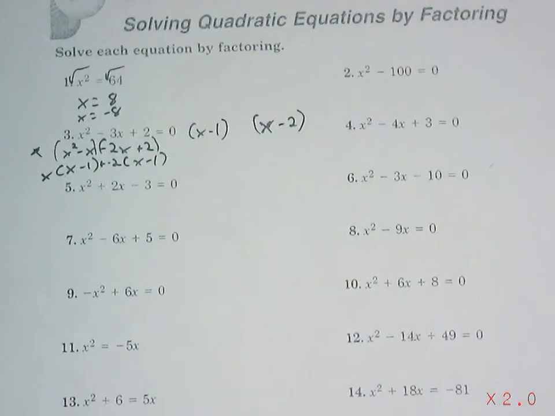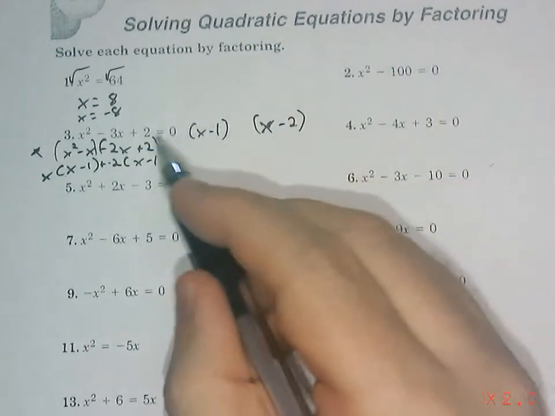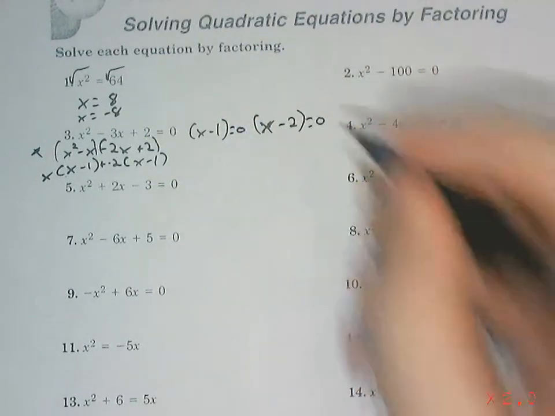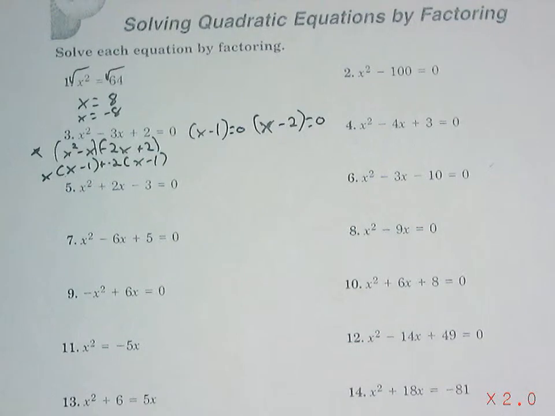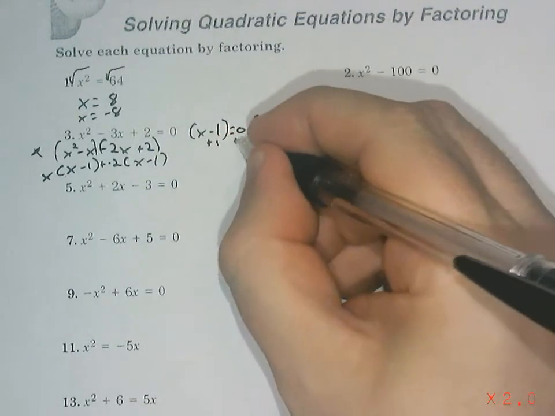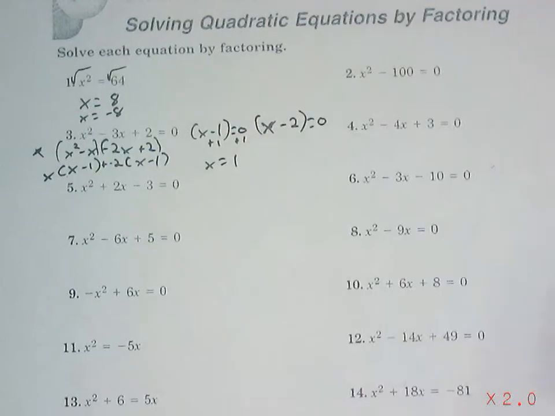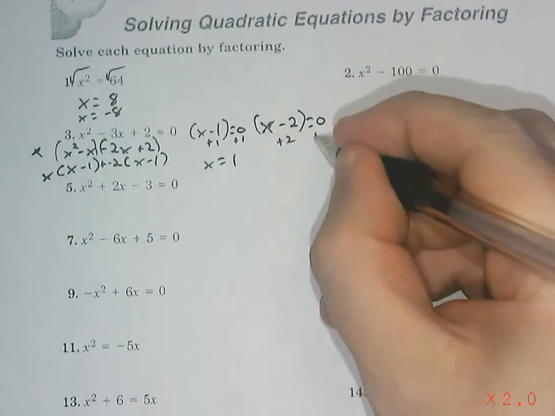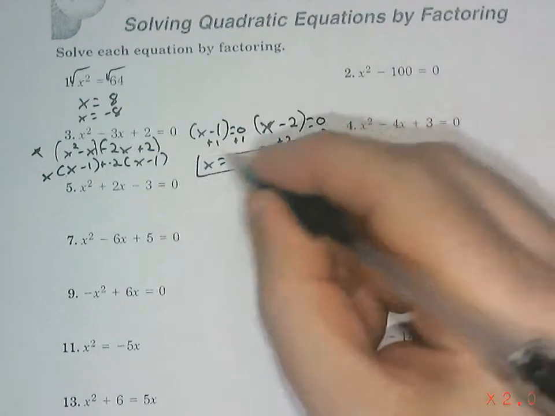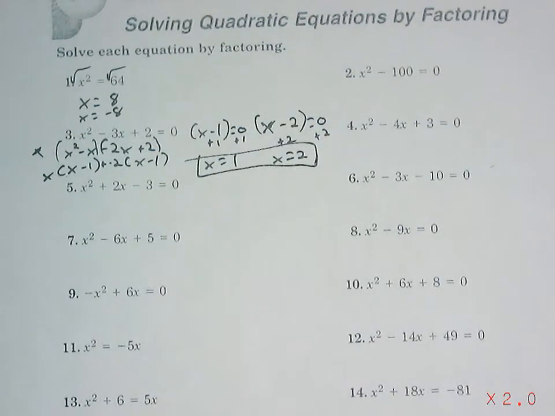Because in order to solve these, I'm going to set both of these equal to what our equation's equal to. Okay? That will give me what each of these x's would have to equal in order for this to actually equal 0. So to solve this, I would add the 1 to each side. X is going to equal 1. And then I'd add the 2. X is going to equal 2. And those are my answers. Not too tough, right? Well, let's look at a little tougher one.